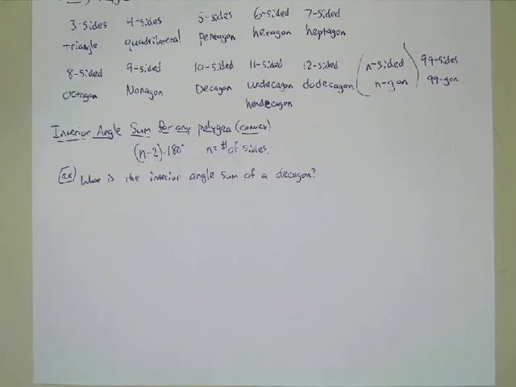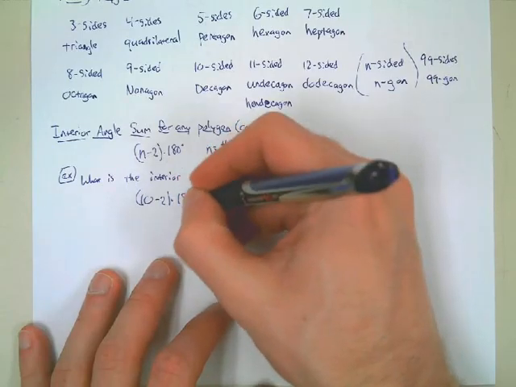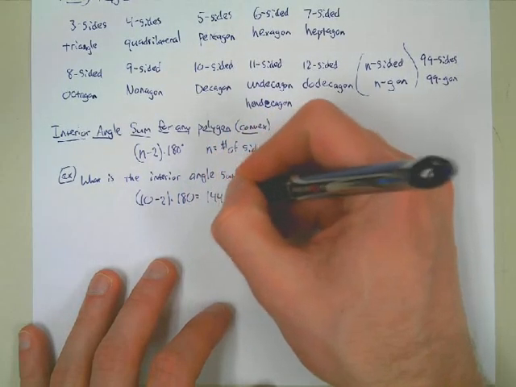Okay, so again, what is the interior angle sum of a decagon? What do all 10 angles in a convex decagon have to add up to? So let's see here. Maria, you have an answer? 1,440, that's right. So 10 take away 2 times 180 equals 1,440 degrees. Okay? All right, so that's that.